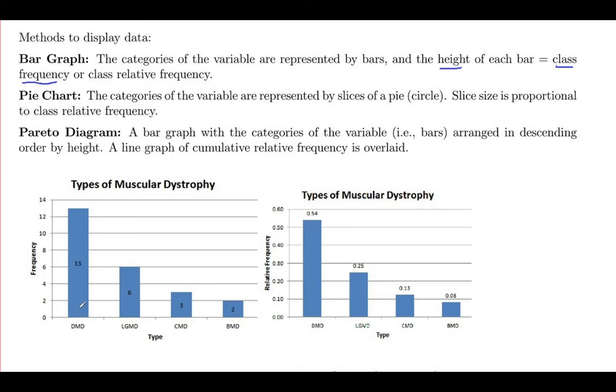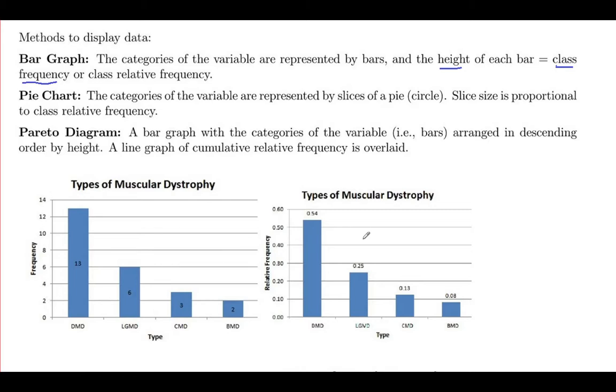So here's an example of a bar graph for that muscular dystrophy data. DMD had a frequency of 13, so our vertical scale here is frequency, and it goes from 0 to 14. 13 is the highest frequency. LGMD had a frequency of 6, the CMD 3, and then the Becker 2. So we've got type of muscular dystrophy on the horizontal, categories here, and then frequency on the vertical.